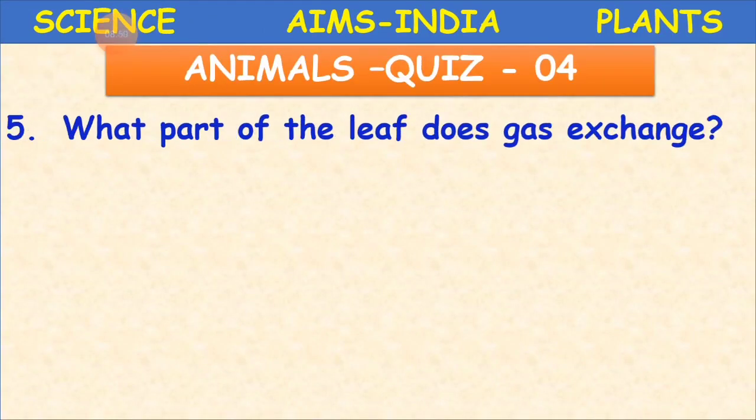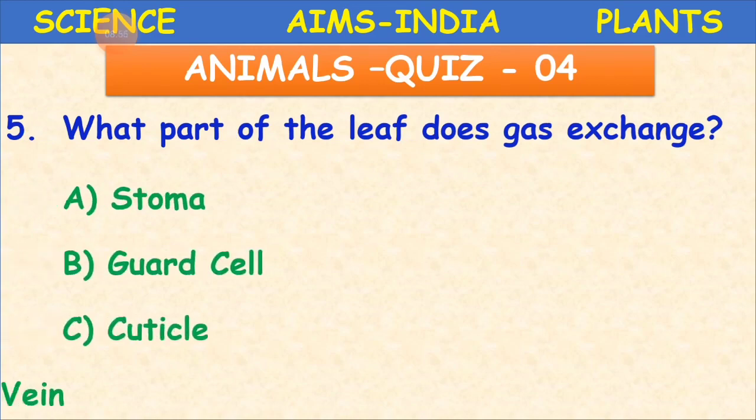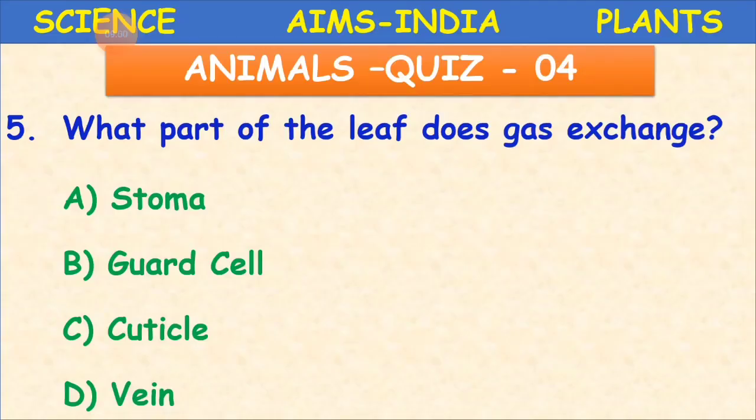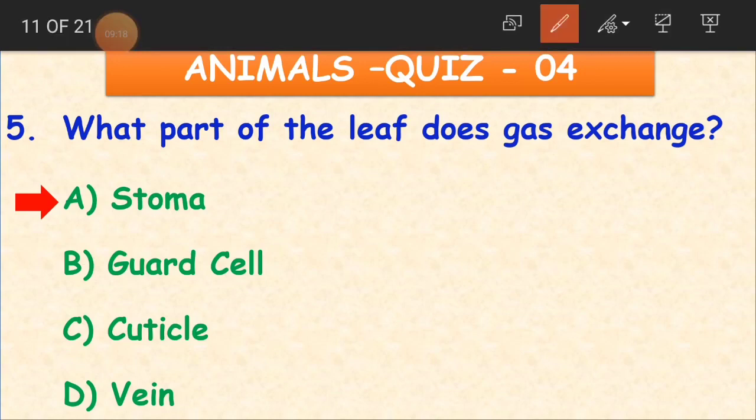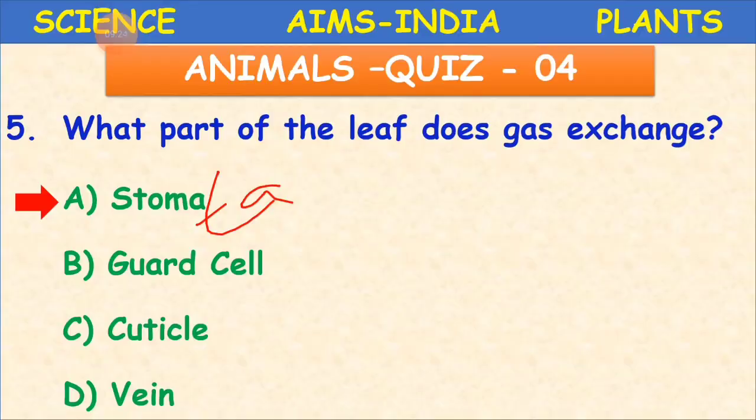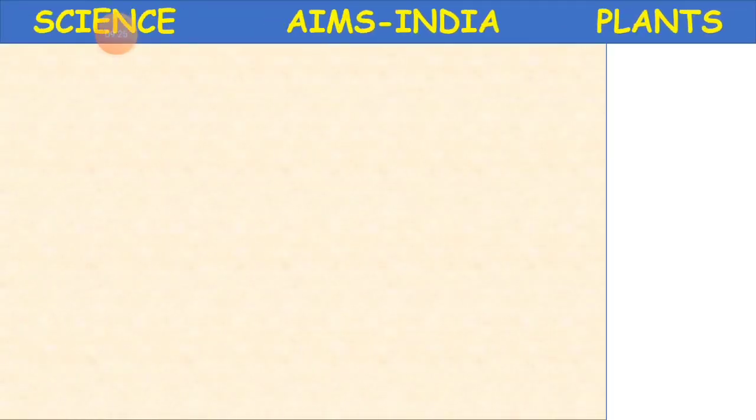What part of the leaf does gas exchange? A option stomata, B guard cell, C cuticle, D vein. Which one is the correct answer, children? Yes, it is stomata. So, stomata. Clear? Okay. Next question here.